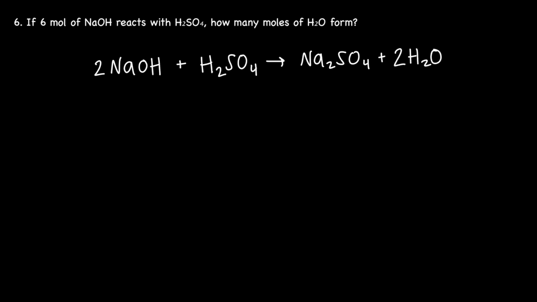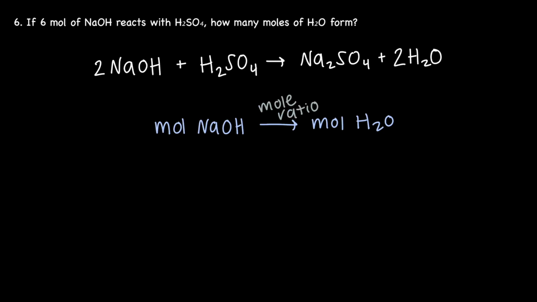For this unit map, we are starting with 6 moles of sodium hydroxide and ending with moles of water. We are staying in moles the whole time, so we only need the mole-to-mole ratio from the coefficients for sodium hydroxide and water. There are 2 sodium hydroxide and 2 water, so the mole-to-mole ratio is 2 moles of sodium hydroxide for every 2 moles of water.